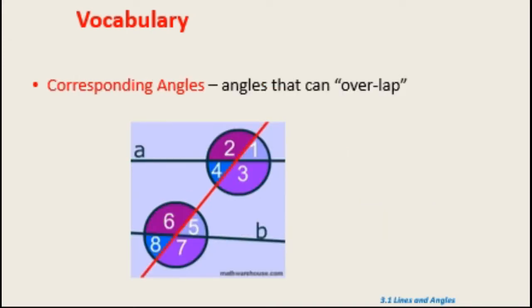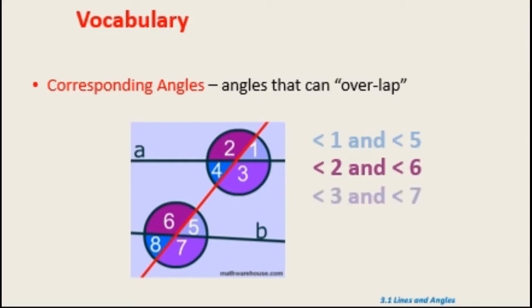Now let's proceed to corresponding angles. These are two angles in the same relative position on two lines when those lines are cut by a transversal. So in this given illustration, the corresponding angles are angle 1 and angle 5. Next, angle 2 and angle 6, angle 3 and angle 7, and angle 4 and angle 8.